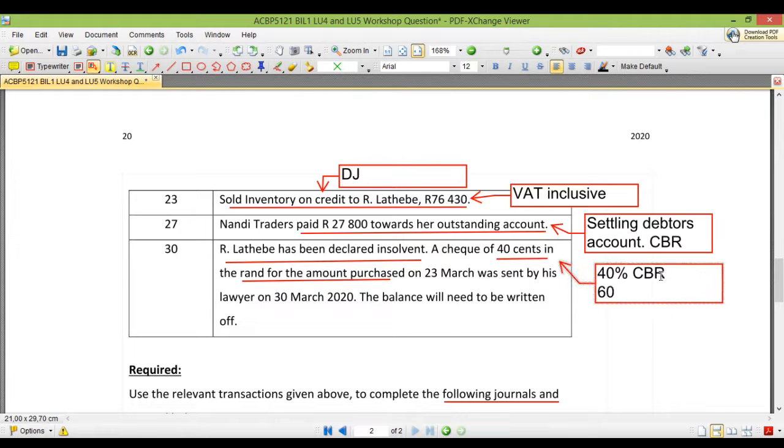And 60% would go to your general journal as a write-off. Okay, so the balance will need to be written off. So this is the write-off that goes to your general journal. Okay, so let's go fill in the remaining parts of the Excel file.